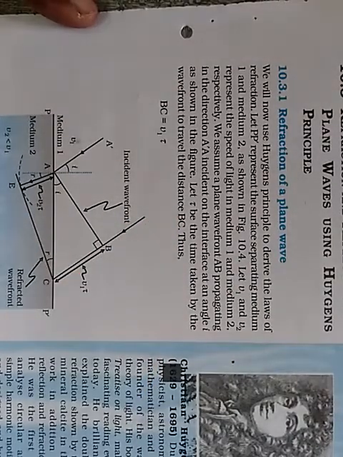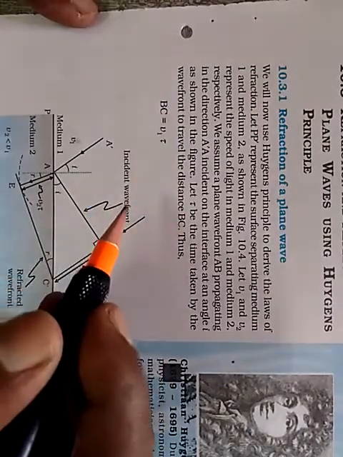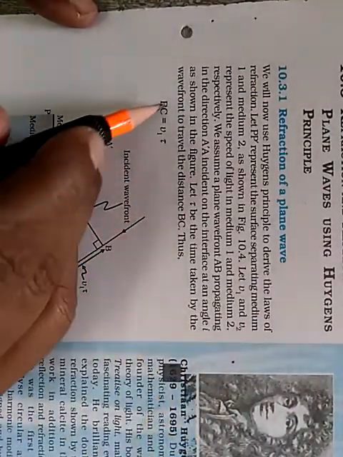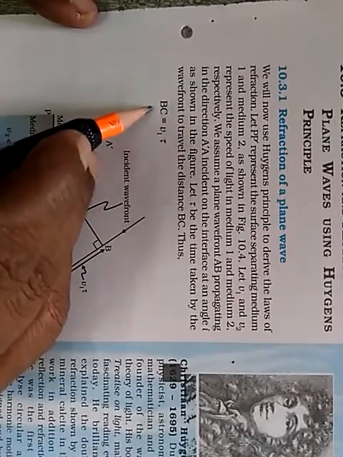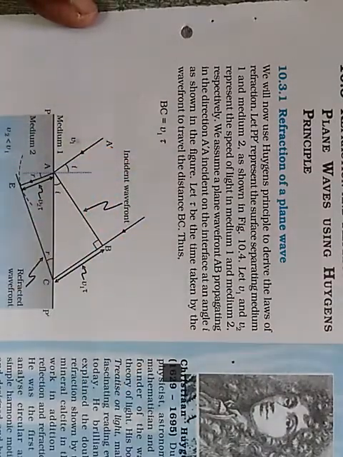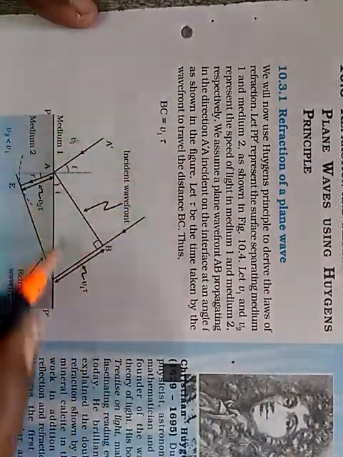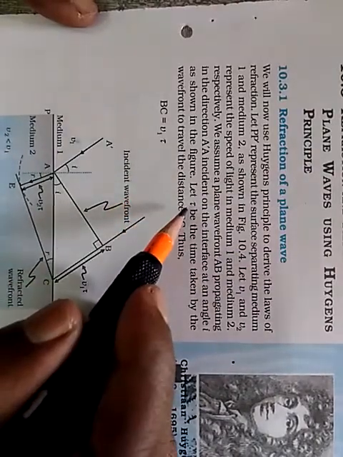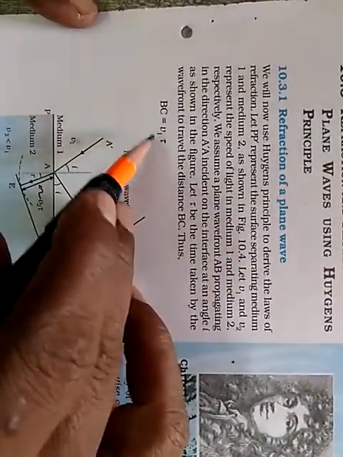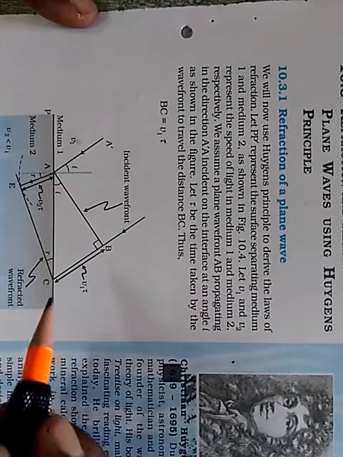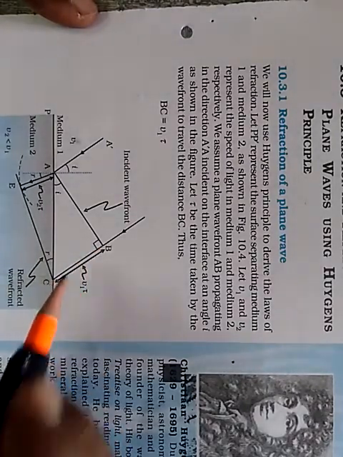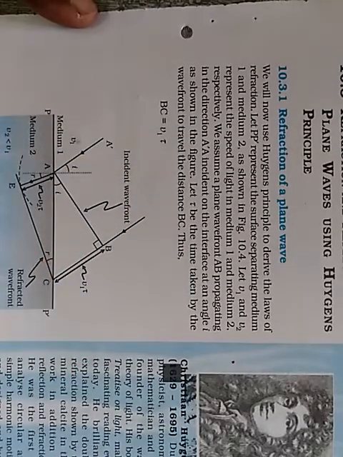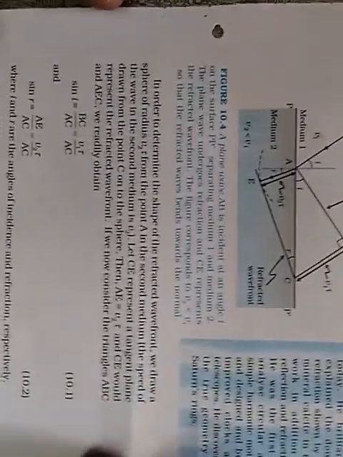So we all know that velocity is equal to distance by time. Therefore BC is the distance. So velocity is distance by time, or distance is equal to velocity into time. So in medium 1 the velocity is V1. The time taken we have already said is tau. So V1 into tau will give you BC. So the distance is equated to velocity multiplied by time, tau. Next.